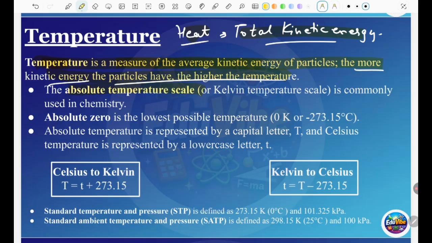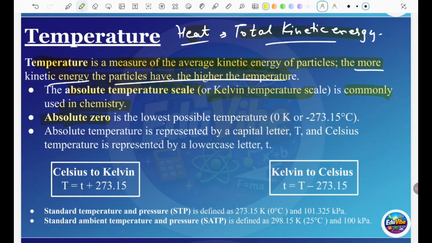We have an absolute temperature scale. The major scale is the Kelvin temperature scale. On this absolute scale, temperature is in kelvins. Kelvin is a unit for temperature, and Celsius is also a unit. It's commonly used in chemistry. In chemistry, we commonly use the Kelvin temperature scale and absolute zero.